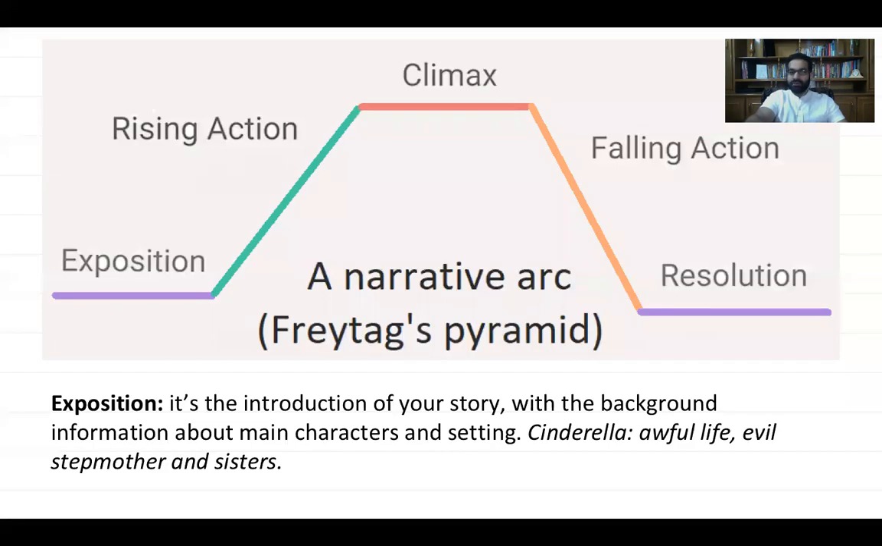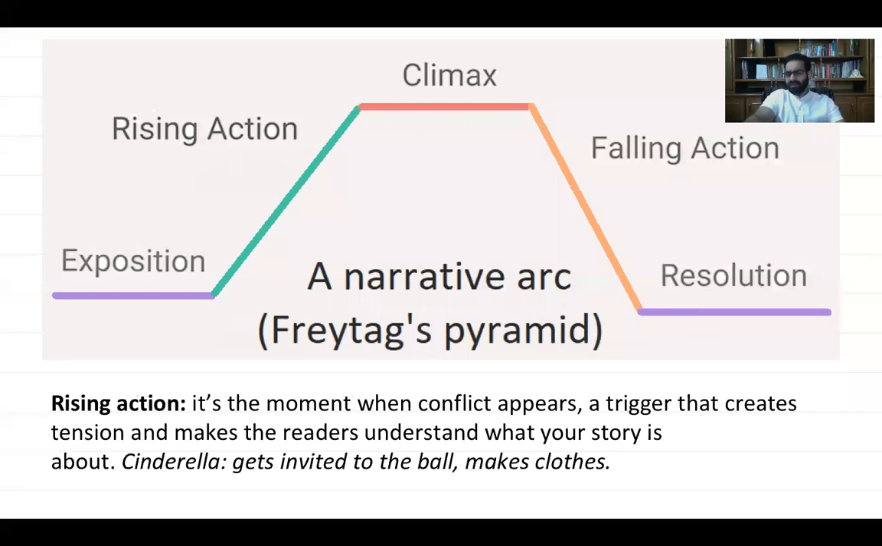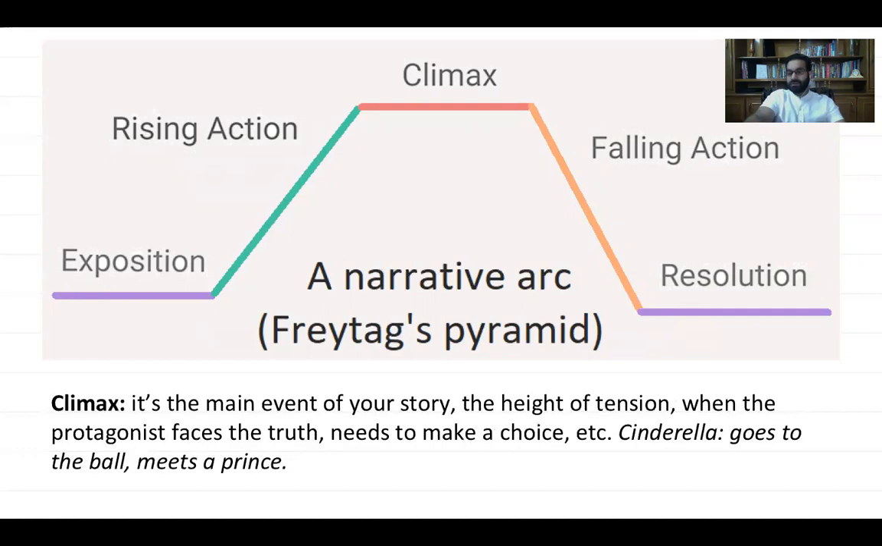And then there is an explanation of that. On the down note, you could see exposition. The same picture is here, but then we will get to know about it in detail. I'm not reading it for you. You may read it for yourself. Moving on to rising action. It's a moment when conflict appears, a trigger that creates tension and makes the readers understand what your story is about. For example, Cinderella gets invited to the ball, makes clothes, and then climax.